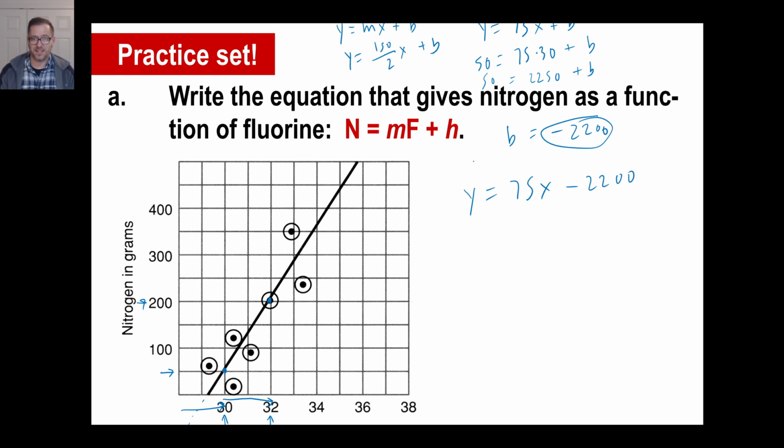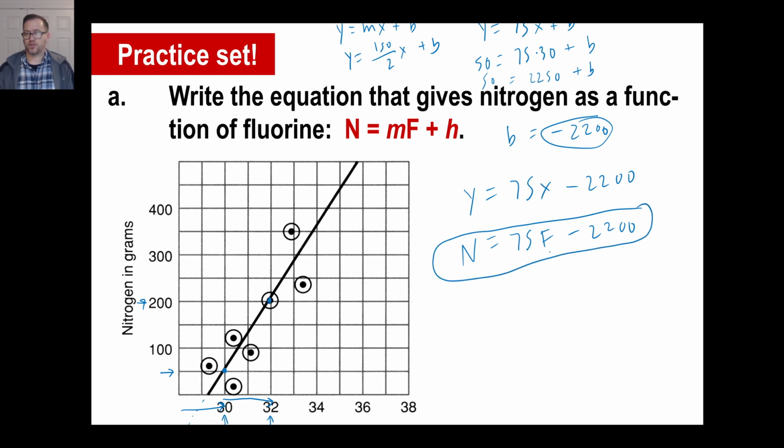And of course, if you want to go ahead and do the nitrogen and the fluorine and so on, that's good. No big deal. We know nitrogen is going to be our y, so we'll call it an N. And then 75, and then this will be what? Fluorine, F minus 2200. Now, if yours is 100F minus 1000, or if yours is 82.6F minus 700, or 1500, or 2000, fine. Go to the next problem. Good enough. All right, pause it and try B.